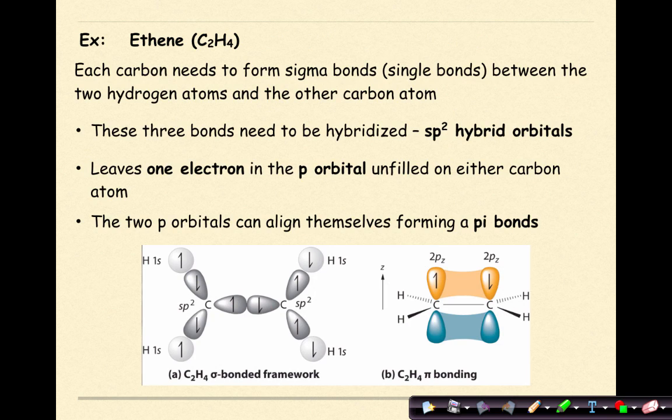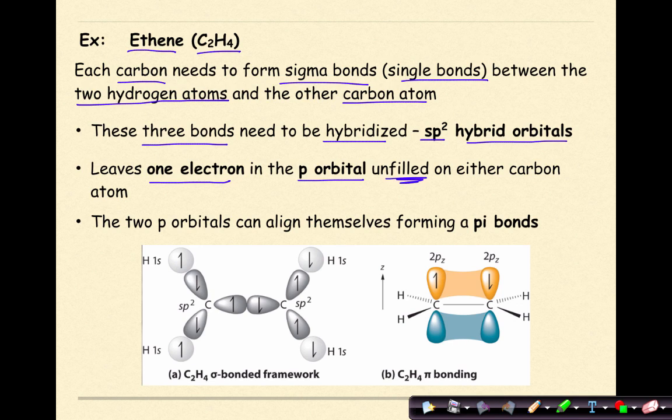Let's look at an example of ethene, which is C₂H4. Each carbon needs to form sigma bonds, or single bonds, between the two hydrogen atoms and the other carbon atom. These three bonds need to be hybridized, sp2 hybrid orbitals. That will leave one electron in the p orbital unfilled on either carbon atom. The two p orbitals can align themselves to form a pi bond.